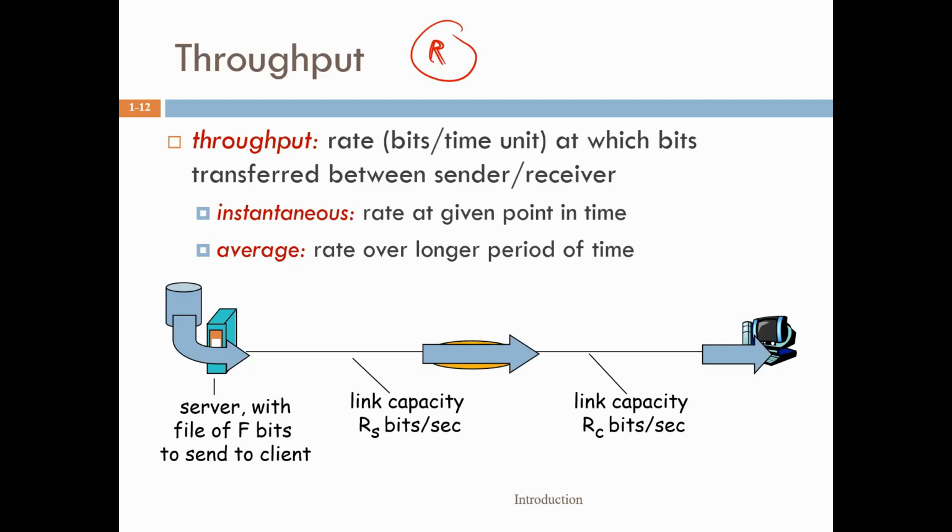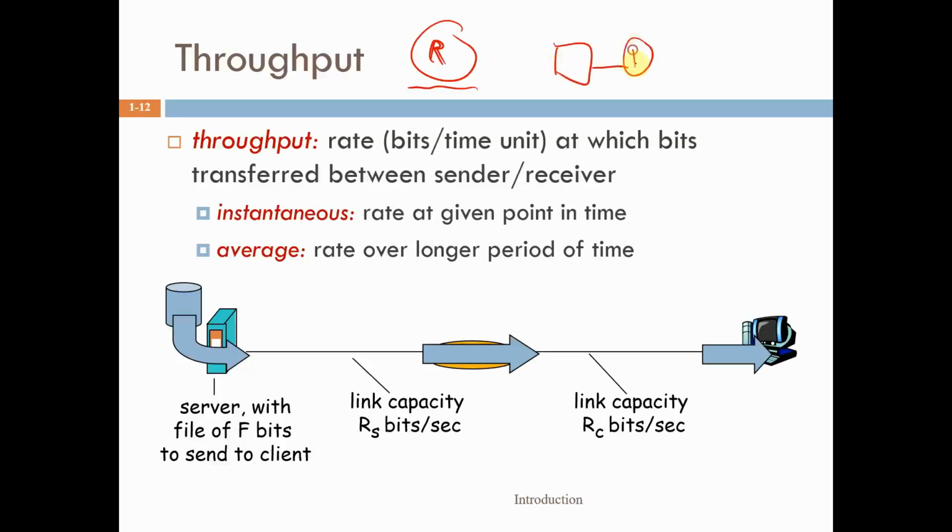Obviously, this reflects the rate at which data is transferred between sender and receiver. So you might think, if I know R, the rate at which a router is sending, why is it necessary to calculate throughput? Wouldn't the throughput be equal to R? Now let's consider this scenario.